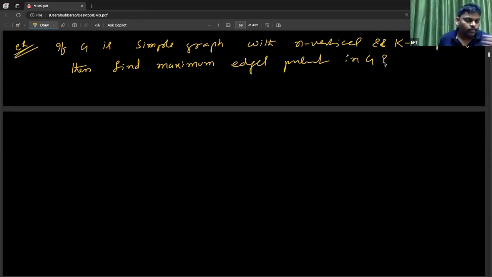Try whatever you are thinking. Can you write in terms of k? You have not considered k at all. K components are there. It should work for any k value. Yours will work only for k is 1.